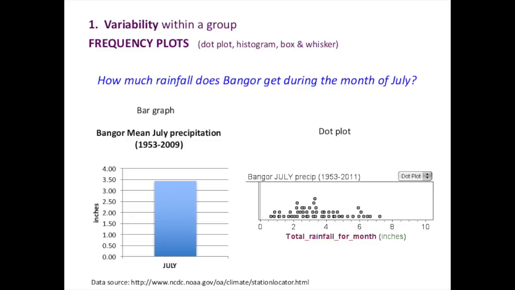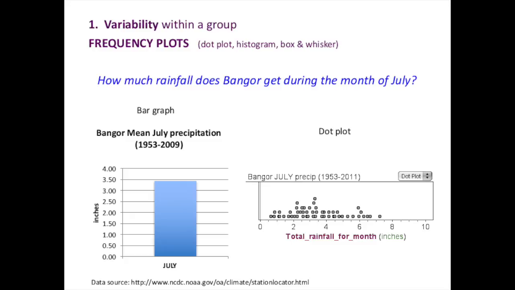Here is an example of 2 ways to graph variability within a group. On the left is a bar graph with the month on the x-axis and the inches of rain on the y. And this bar graph answers the question, how much rainfall does Bangor get during the month of July? However, this bar graph is only showing the average rainfall in the month of July.